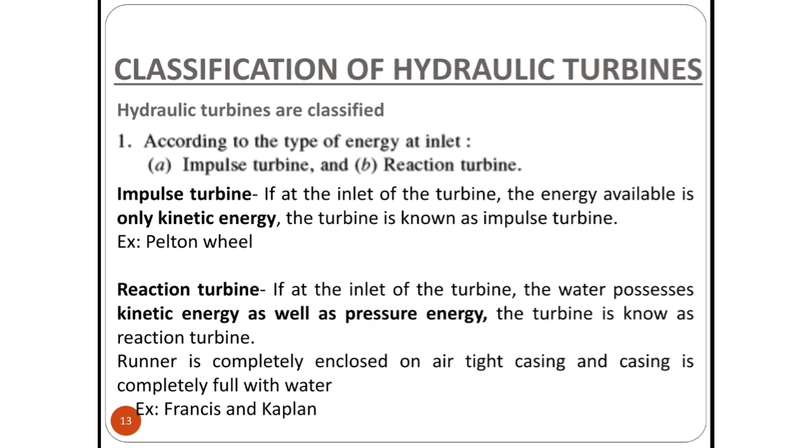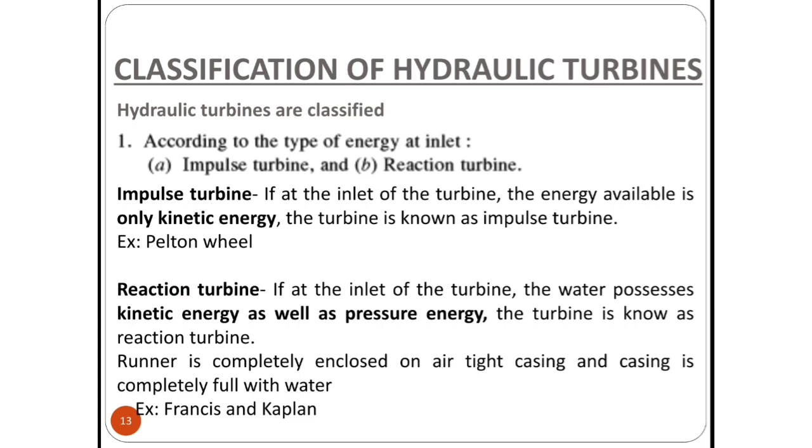Let us go with the impulse turbine. If at the inlet of the turbine the energy available is only the kinetic energy, then the turbine is known as an impulse turbine. So at the inlet, if the energy available is only the impulse, then we call it an impulse turbine. An example is a Pelton wheel. So here in the Pelton wheel, only the impulse energy, or kinetic energy, will be available. When you talk about the reaction, in the name itself there is the reaction.